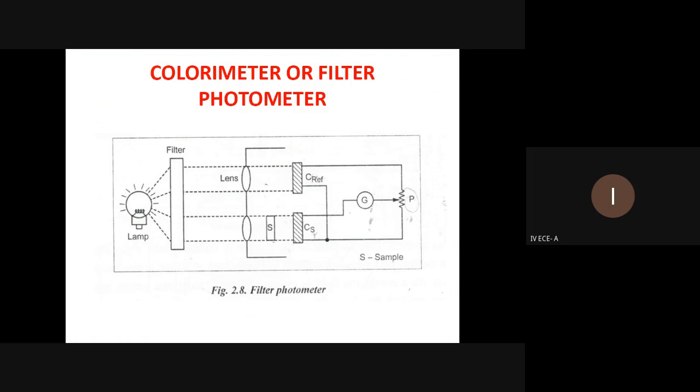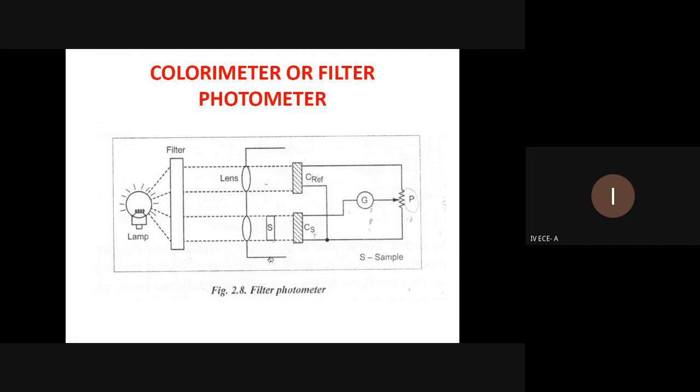The single beam photometer consists of a light source, a lens that makes the light beam parallel, and a filter for wavelength selection, with a sample holder keeping the solution to be analyzed. The tungsten filament lamp gives the light radiation. This light is incident on the lens, which makes it a parallel beam of light. This parallel beam of light is passed through the sample solution.